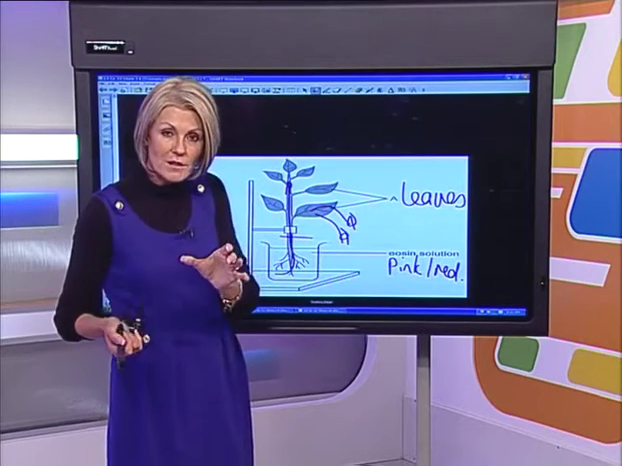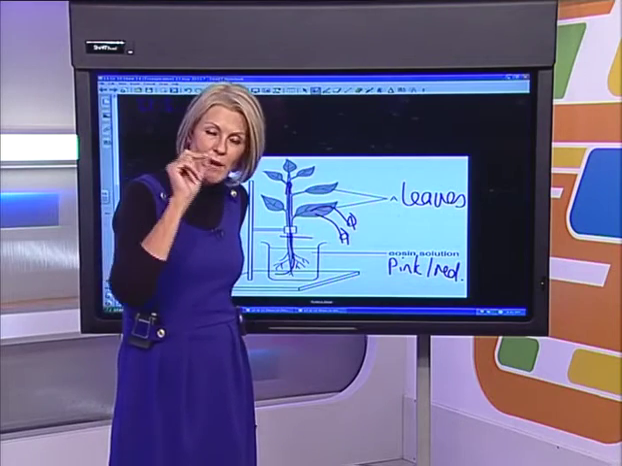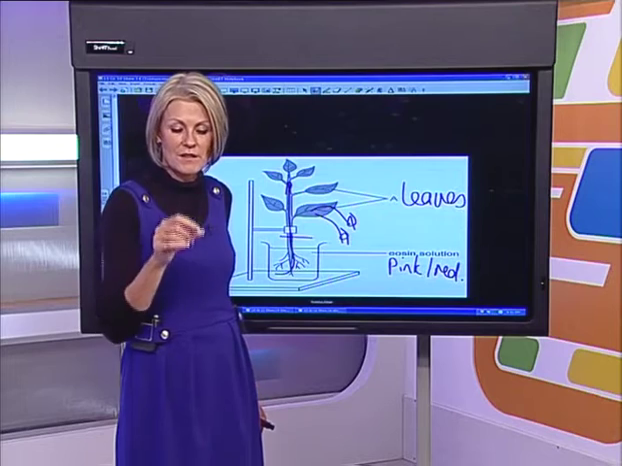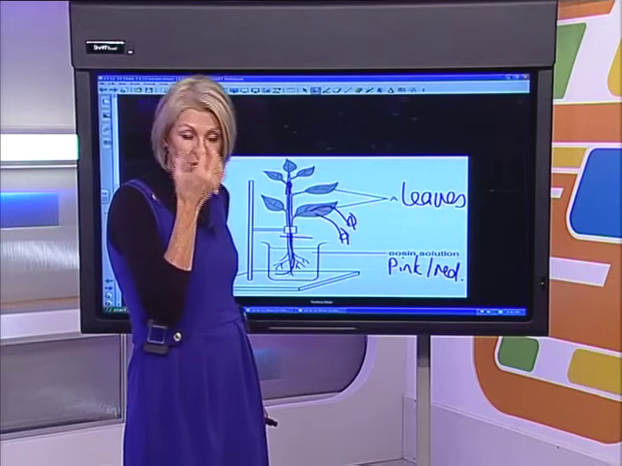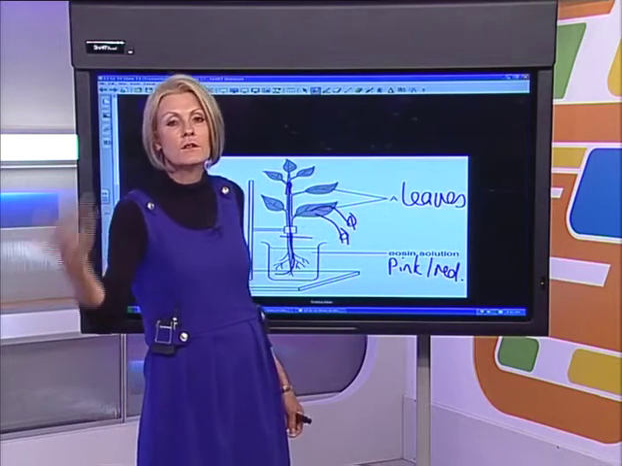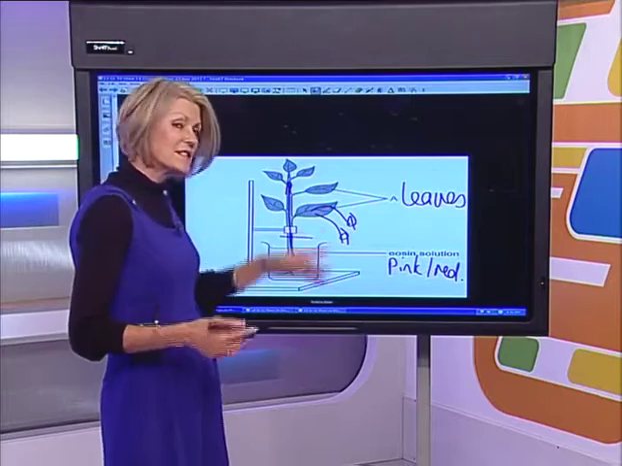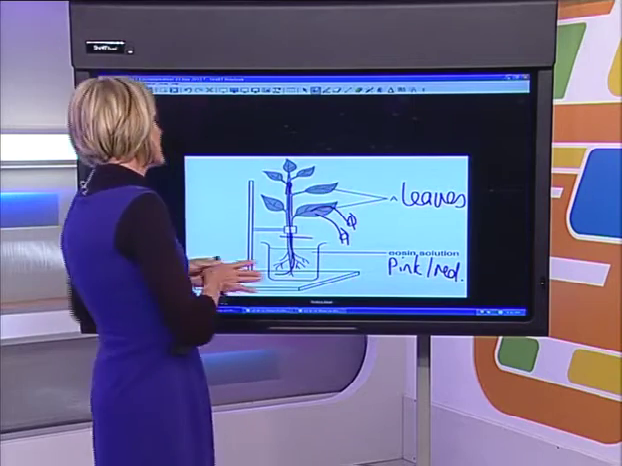And if you use something like a celery plant for this experiment, you'll be able to distinctly see exactly where the xylem vessels are, because they've got quite nice ones that you'll be able to see with your eye without having to put it onto a slide if you don't have microscopes at school. But you can also do this at home. So it's something nice to do and to be able to see exactly where the xylem vessels are.